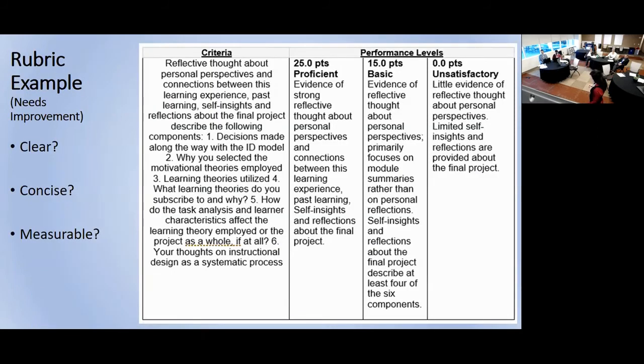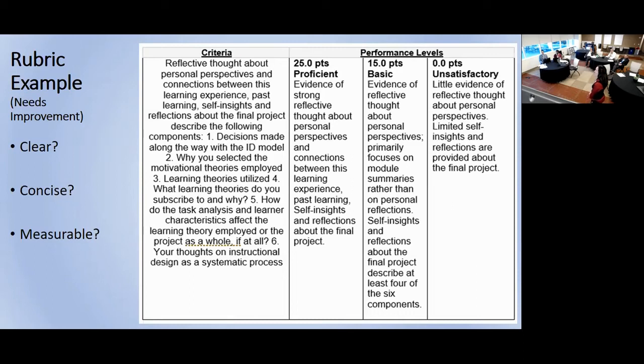Okay, our last example of a rubric that needs improvement is this one. And we want to remember, is it clear, is it concise, is it measurable? So if we look at the criteria here, reflective thought about personal perspectives and connections between this learning experience, past learning, self-insights, reflections of the final project, describe the following. If you've got to read it 3 or 4 times to figure out what it's asking, that's not clear. Concise, it's not concise, way too many words to be concise. And now with measurability, there's 2 things that we want to look for. Is it measurable to the learning outcomes like we talked about before? And here we don't see any learning outcomes that it's measured to. But also we want to think about the performance levels and how it measures there.